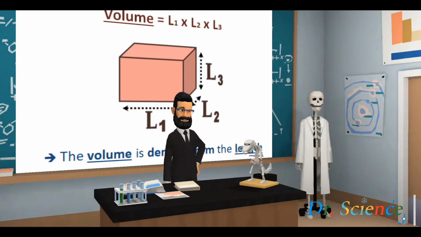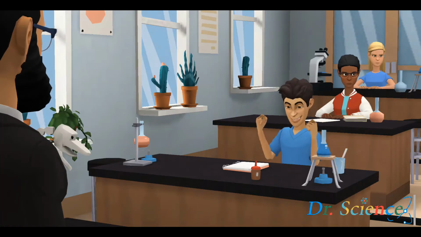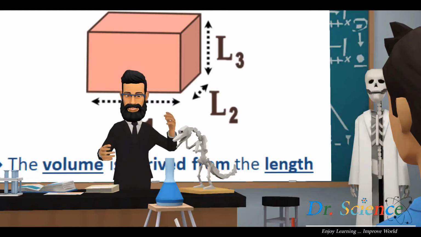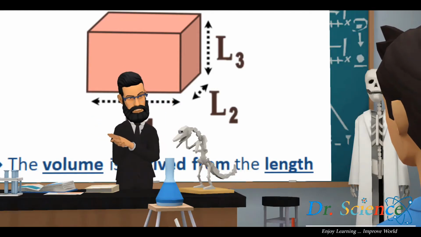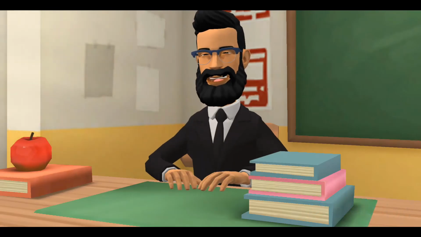As we see in that example, the volume of that cuboid equals L1 times L2 times L3. So we can say that the volume is derived from the length. Yes, very good. Now we can say that the volume is derived from the length. And now, let's talk about the measuring tools.